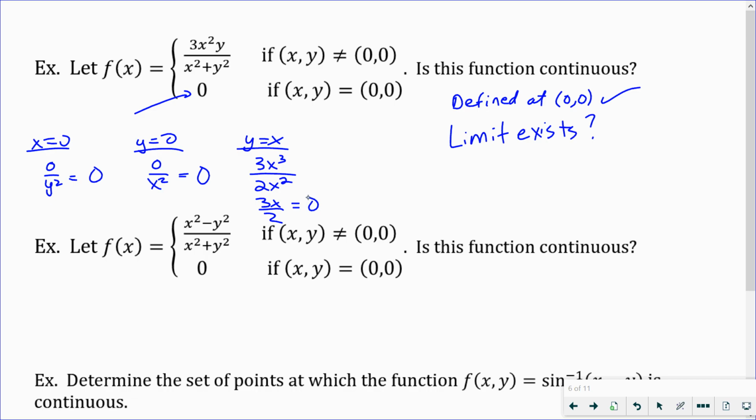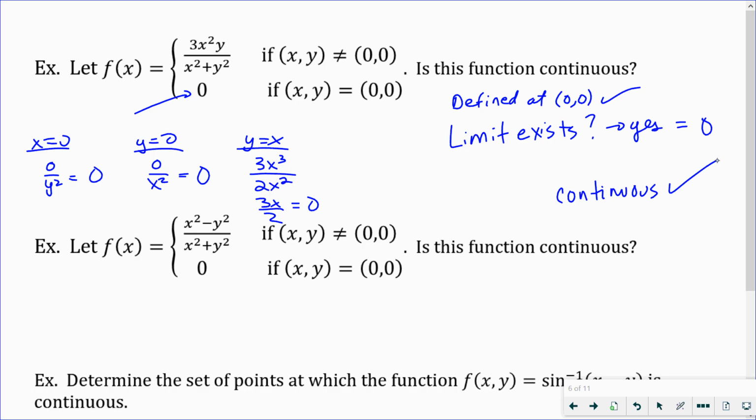So the limit exists? Yes, it does. And it's equal to 0. So this limit is 0 and it's defined to be 0. So is this continuous? Yes. Alright, so you would have to try a few more, but we did.